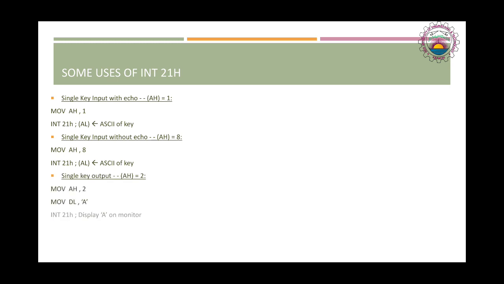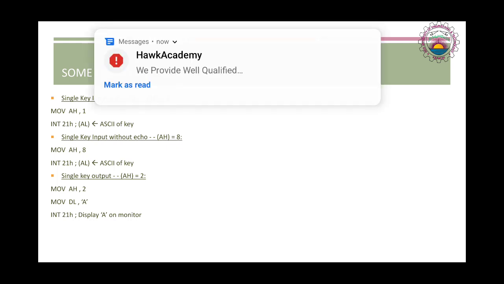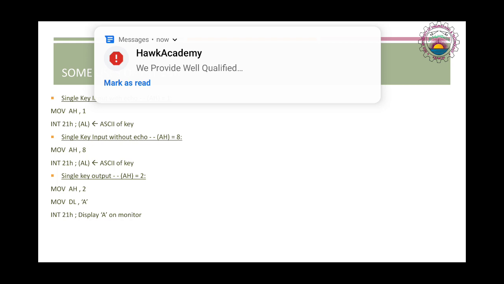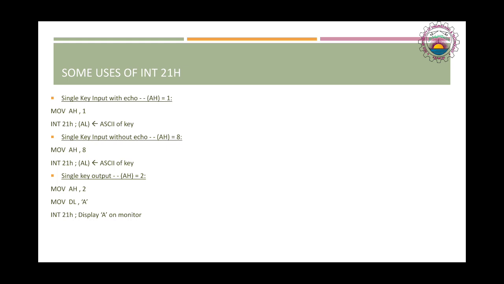The next example is to output a single character on the monitor screen. For that you have 2 in the AH register. So you have moved 2 into AH and you have the ASCII of capital A in DL, that is 41 hex. After that you have the interrupt 21H instruction. When the interrupt 21H instruction is executed, capital A will be displayed on the monitor screen.